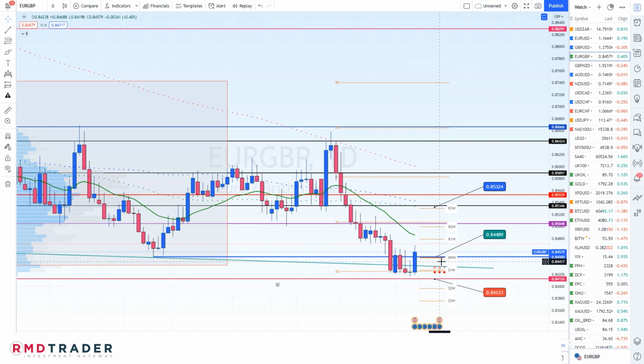Should price make another low, I don't think it will be too drastic, perhaps just a slight new structure low, and that would probably likely then be at 0.841.